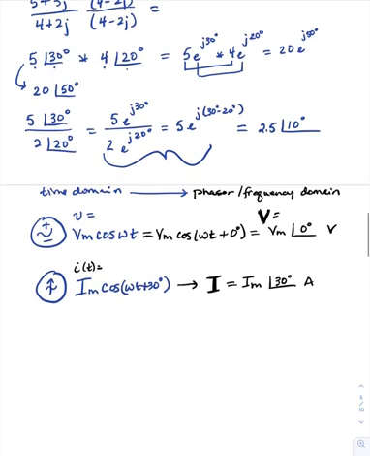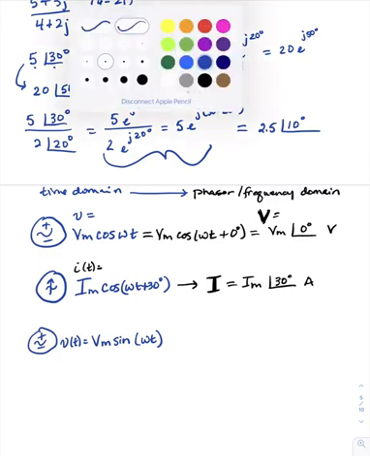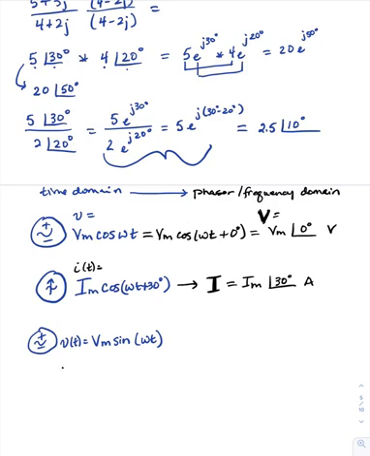All right, let's say that we are given a voltage source with a sine function. So you would first convert this to cosine, and as I had said before, that would be shifting it 90 degrees, and we'll convert that to phasor or frequency domain. So it's a capital bolded V, and it's equal to Vm minus 90 degrees volts.